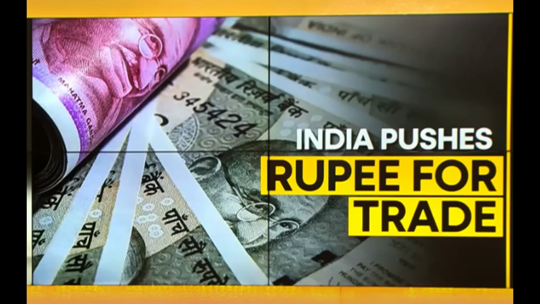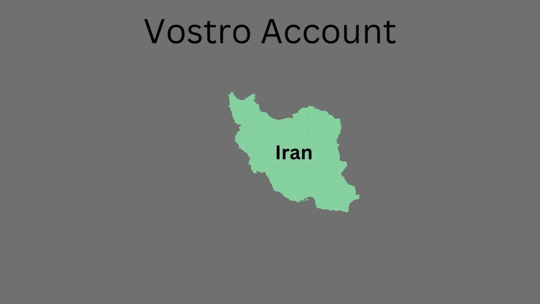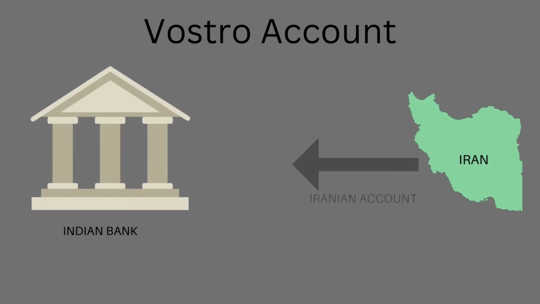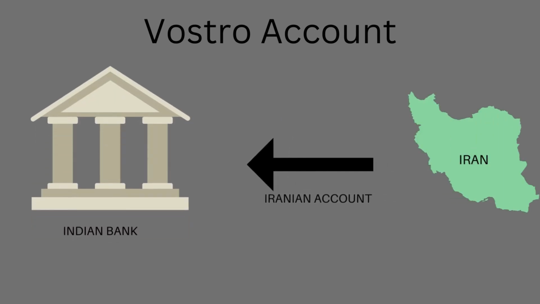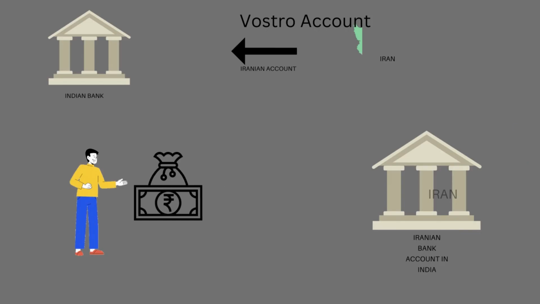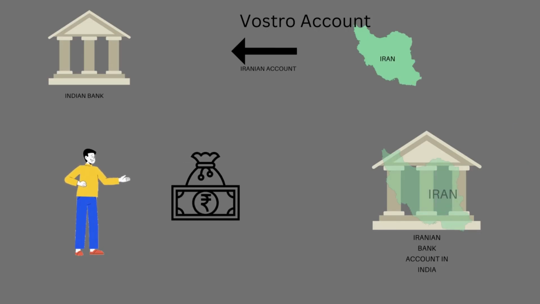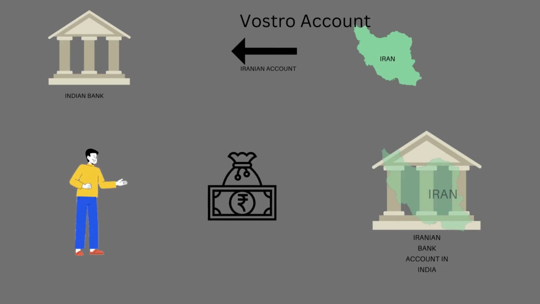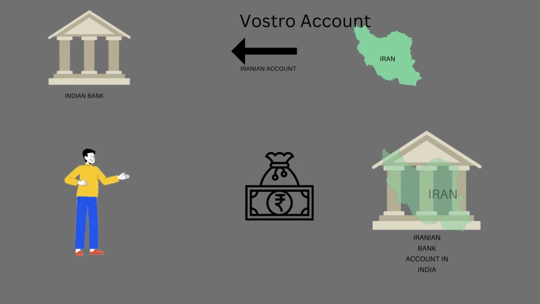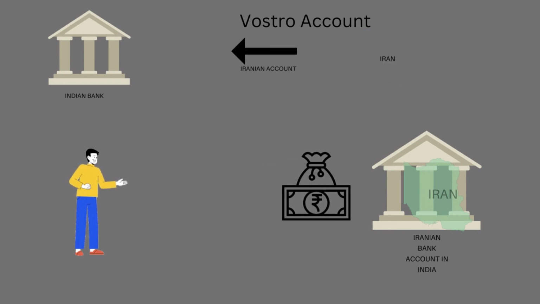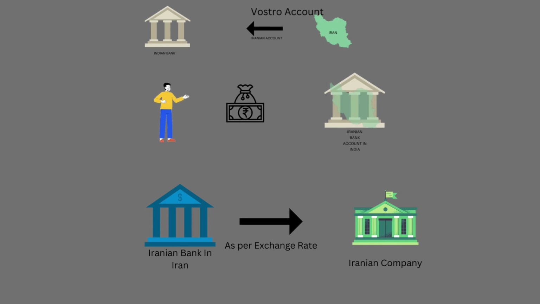To reduce the dependency on US dollars, RBI is allowing trades to be done in Indian currency. RBI plans to do this using a Vostro account. So now countries like Iran can have an Iranian account in an Indian bank. This account is called a Vostro account. The Indian trader will pay in rupees to the Iranian account in the Indian bank. This means the Vostro account will get paid in rupees. The Iranian bank in Iran will now pay the Iranian company as per the exchange rate.